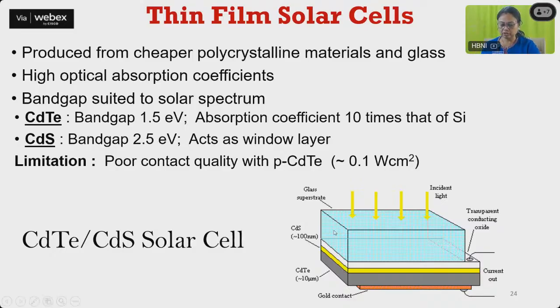So here is a general layout. We have a transparent conducting oxide like tin oxide. The incident light is falling, and we have a glass substrate. And here is cadmium sulfide and cadmium telluride. So this is the actual area of the semiconductor. And then we have the gold contact. So the contact is between our transparent conductive oxide and the gold contact.